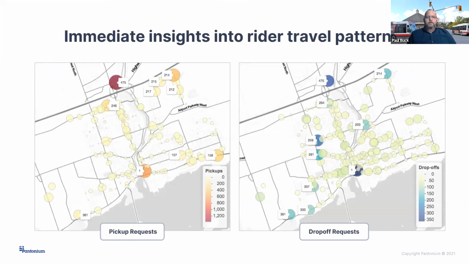What we found out very, very quickly was that the fixed route that we had initiated to cover the entire city missed 75% of the people that were using the on-demand.